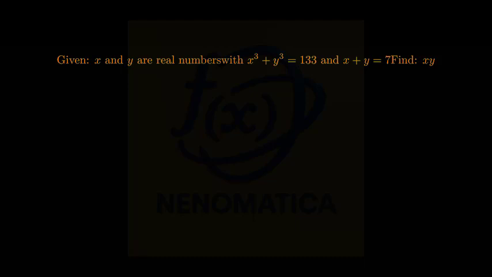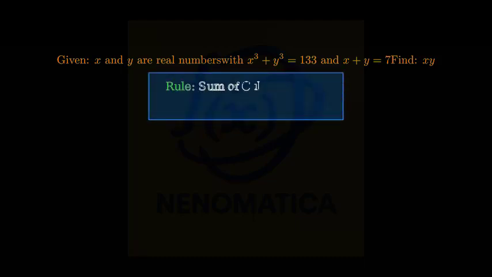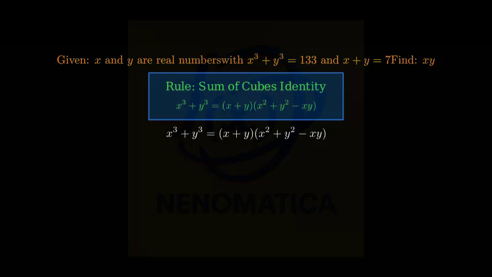Our example problem states, suppose x and y are two real numbers such that x cubed plus y cubed equals 133 and x plus y equals 7. Find the value of x times y. The first step in solving this problem is to use the algebraic identity for the sum of cubes. The sum of cubes, x cubed plus y cubed, can be factored as the sum of x plus y multiplied by the quantity x squared plus y squared minus x times y.